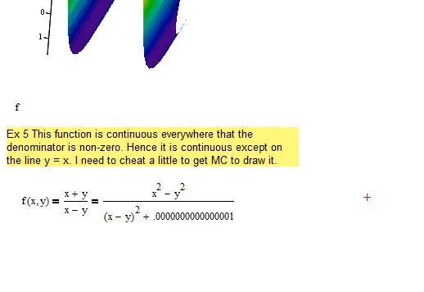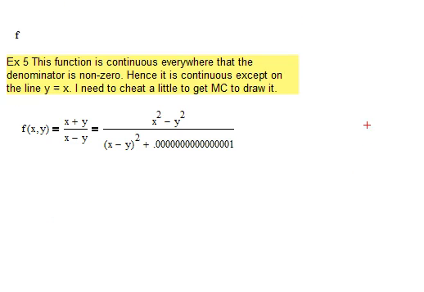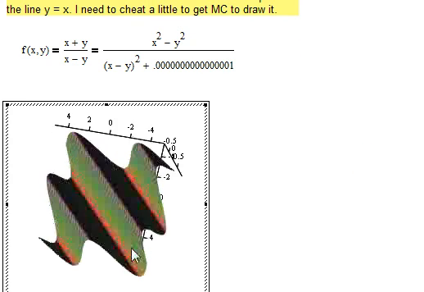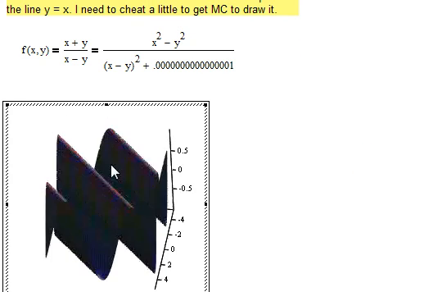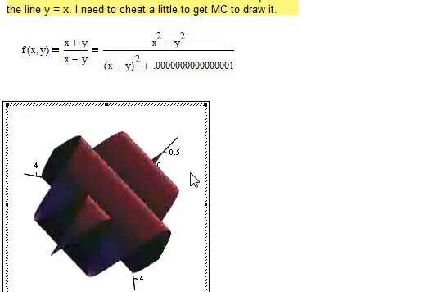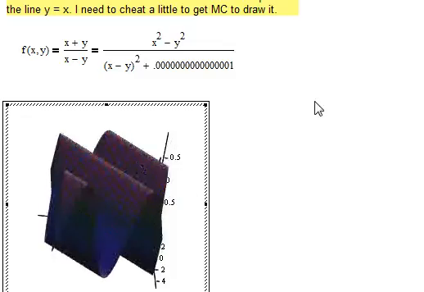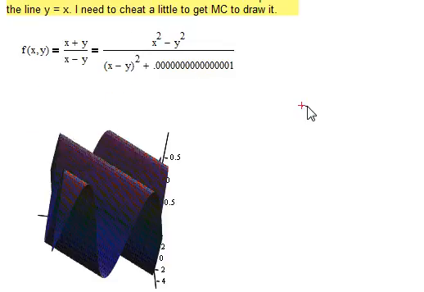But whoa, that's not the graph. Oh, okay. I deleted something I shouldn't have.